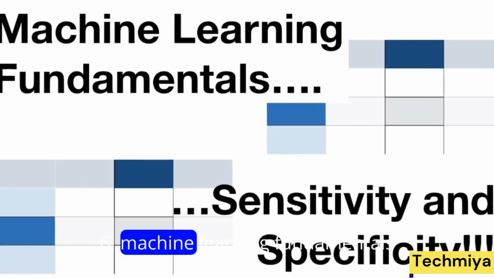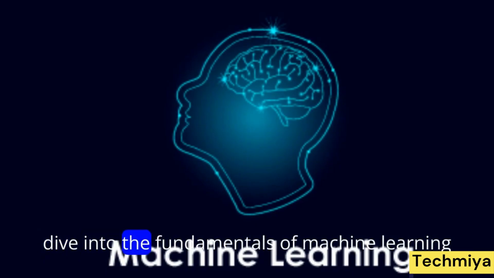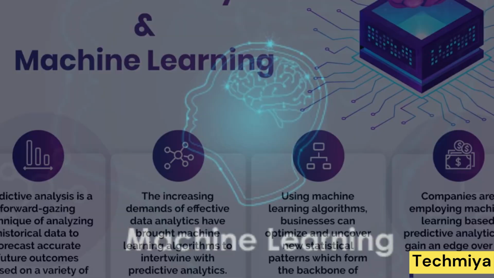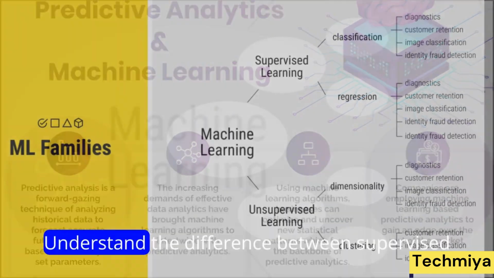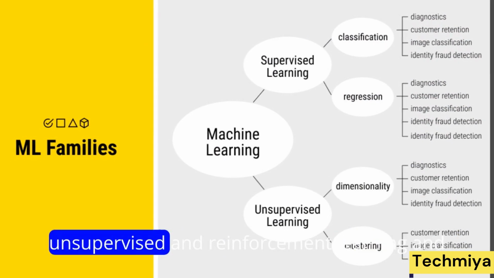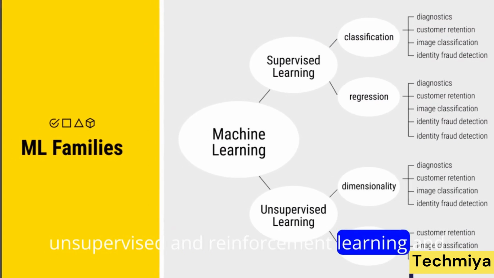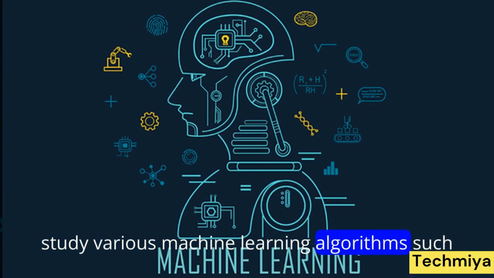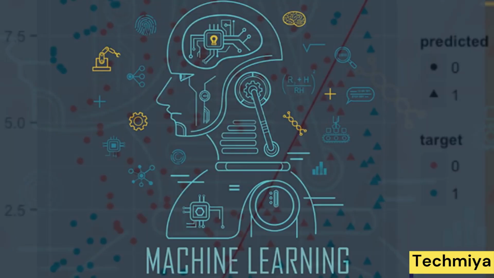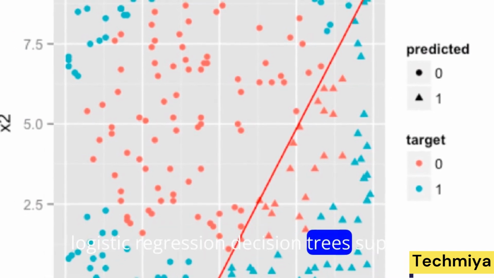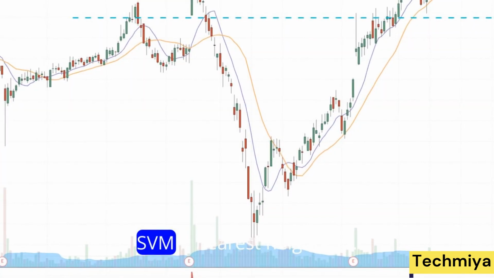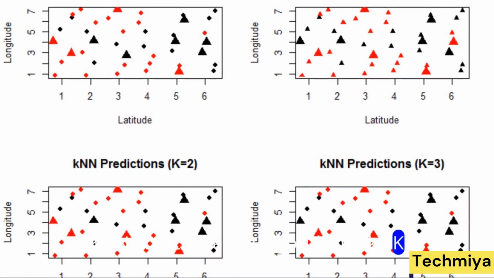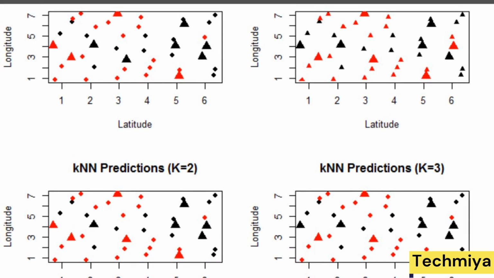6. Machine learning fundamentals. Dive into the fundamentals of machine learning, which involves training algorithms to learn patterns and make predictions from data. Understand the difference between supervised, unsupervised, and reinforcement learning, and explore common applications of each type. Study various machine learning algorithms such as linear regression, logistic regression, decision trees, support vector machines (SVM), k-nearest neighbors (KNN), and clustering algorithms like k-means and hierarchical clustering.